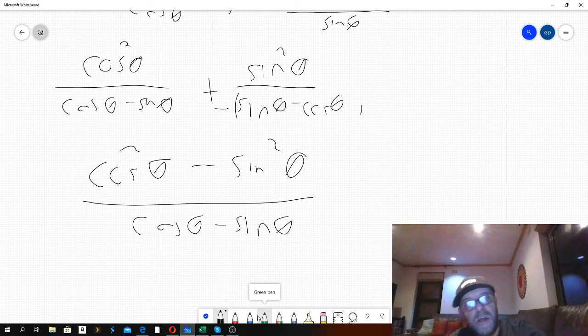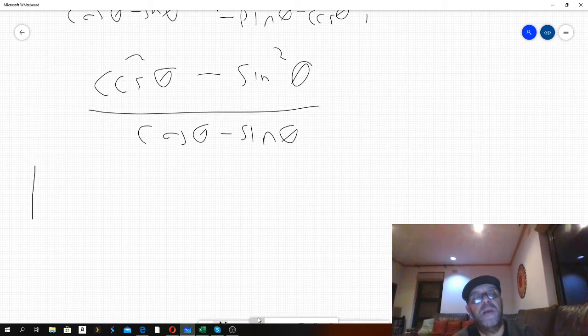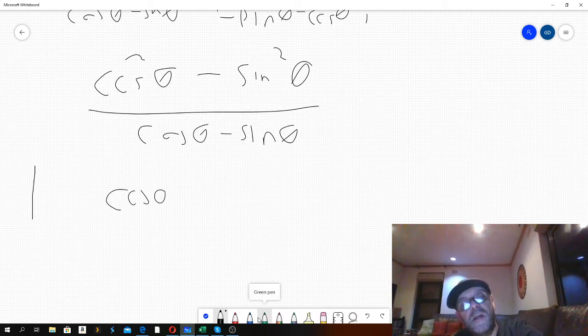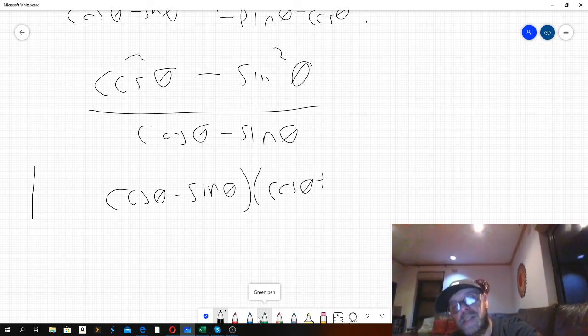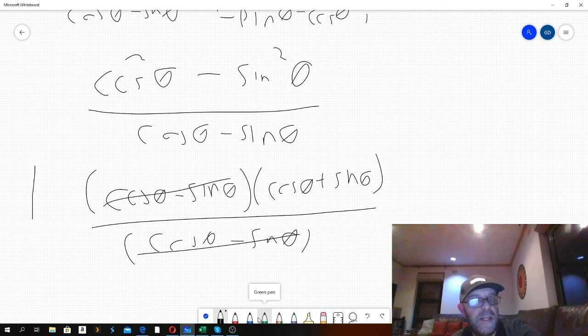But the top there is a difference of squares, which can factorize to cos minus sine and cos plus sine. Sorry, let's just move this down a bit. So then I get cos theta minus sine theta and cos theta plus sine theta, and that's all over the bottom, which is still cos theta minus sine theta, and of course this will cancel with that, leaving me with cos theta plus sine theta, which happens to be exactly what they have on the right hand side. So once again we've proved that one.